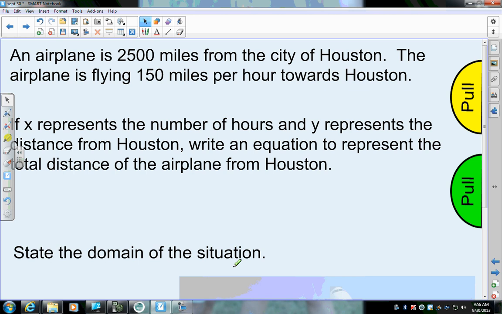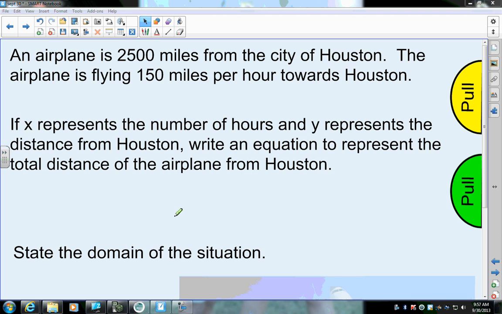Okay, so now flip your papers over. This is the part that you have written down on your paper, or the copied part. It says an airplane is 2,500 miles from the city of Houston. The airplane is flying 150 miles per hour towards Houston. If X represents the number of hours and Y represents the distance from Houston, write an equation to represent the total distance of the airplane from Houston.